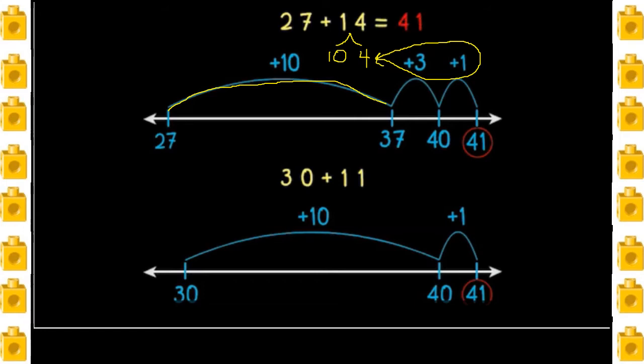So if they ask us, are 27 plus 14 and 30 plus 11 the same? We'll say yes. And if they ask us to explain why, we can say, well, I did it on two open number lines and I got the same answer. And that's it. All right, let's move on.